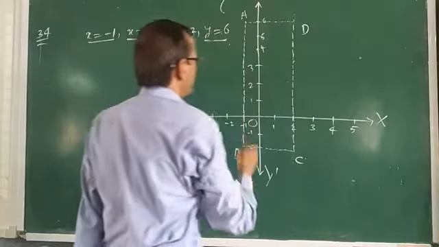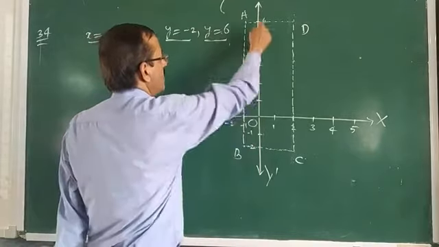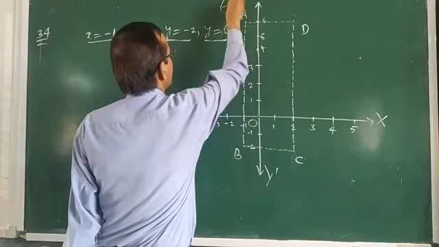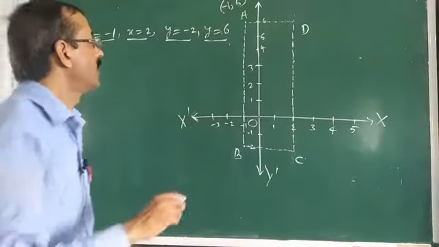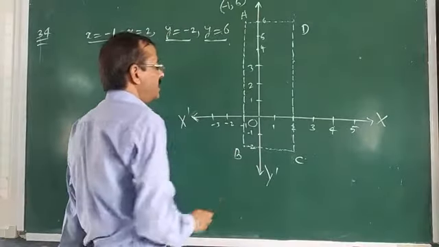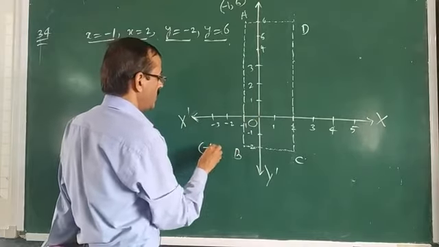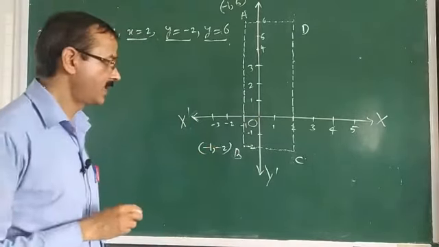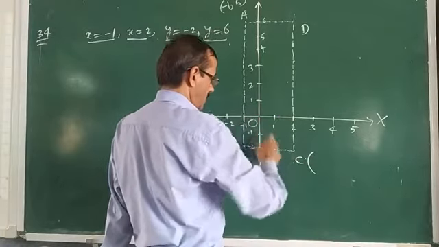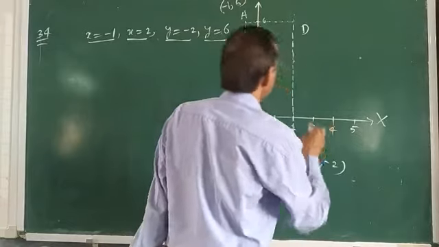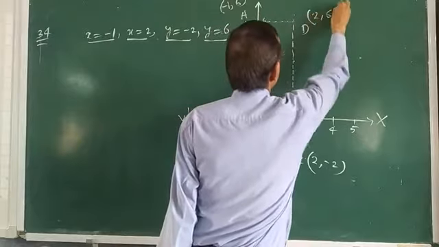Tell me the coordinate of A. Up to here, how much? X value minus 1 and Y value 6. So (minus 1, 6). B coordinate: (minus 1, minus 2). Right? C coordinate, up to here, 2 and minus 2: (2, minus 2). And D coordinate, up to here, 2 and 6. That will become (2, 6).